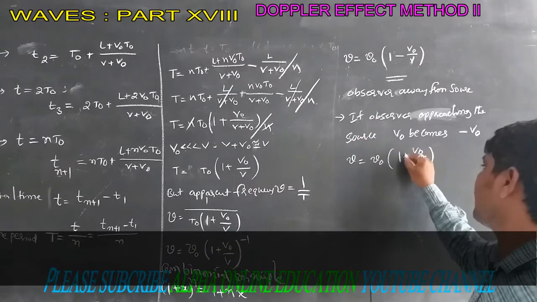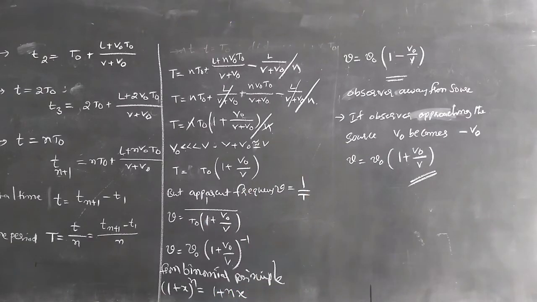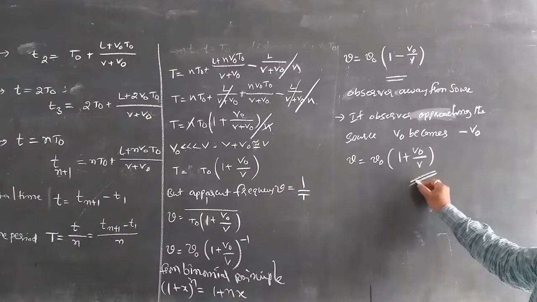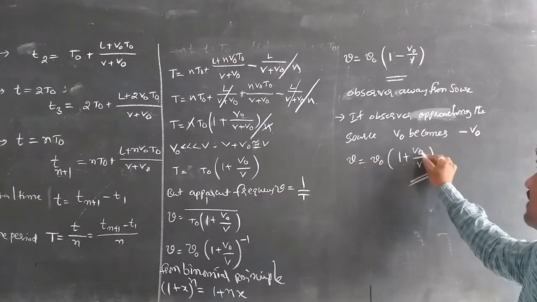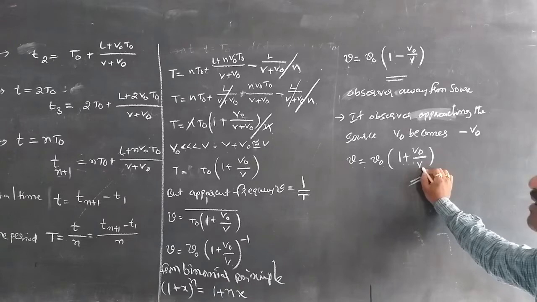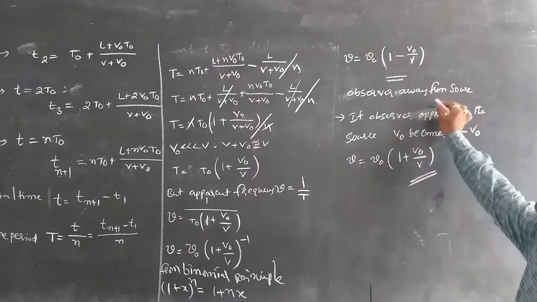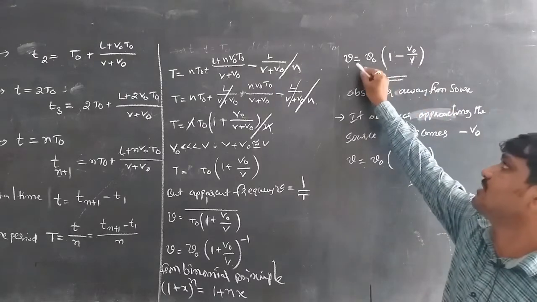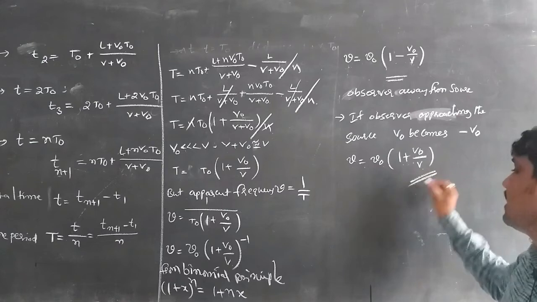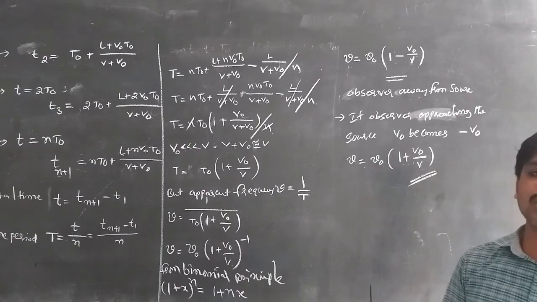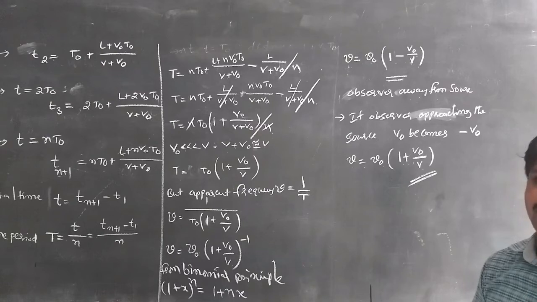Here is the equation for the apparent frequency whenever the observer is moving towards the source: nu is equal to nu naught of 1 plus V naught by V. If the observer is moving away from the source, then nu is equal to nu naught of 1 minus V naught by V. That is about the Doppler effect when the source is at rest and the observer is in motion. Thank you.